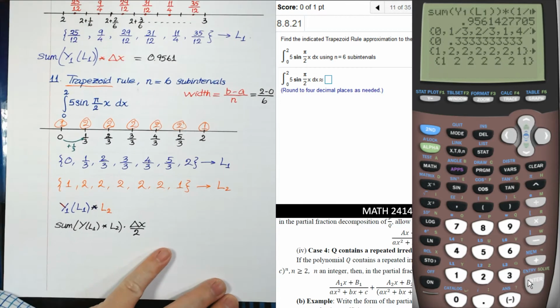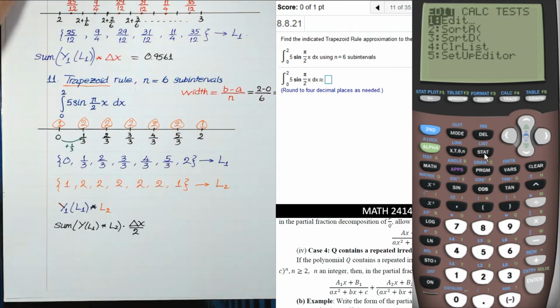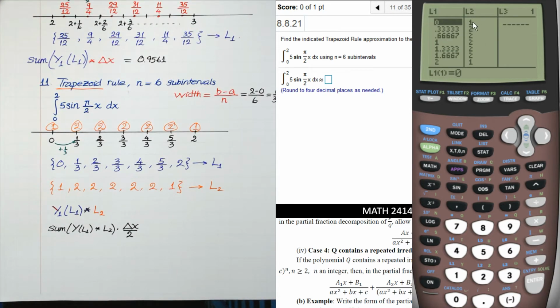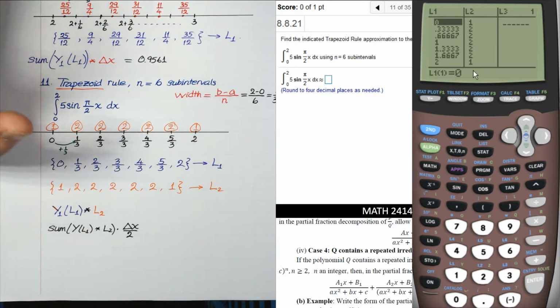Before we go any further, I just want to hit stat and edit. If we take a look at the list, it's fine now. One on the top, one on the bottom. So there's a correspondence between the two lists, which is good.